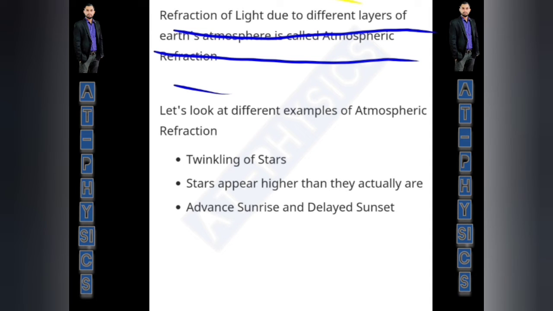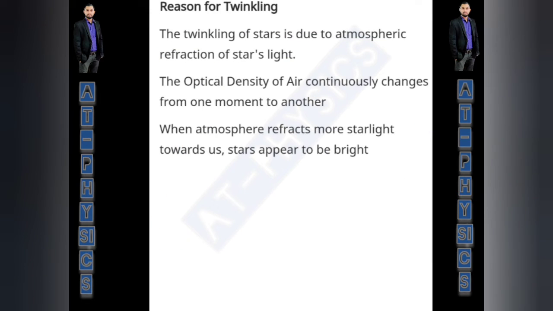So there are three examples or applications: twinkling of stars, stars appearing higher than they actually are, and advanced sunrise and delayed sunset. These three phenomena are the most important for atmospheric refraction, and these are asked most often in board examinations. So let me discuss them one by one.